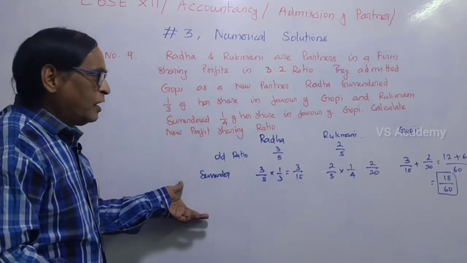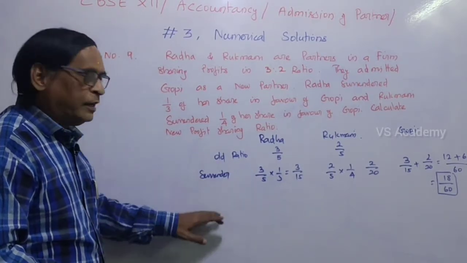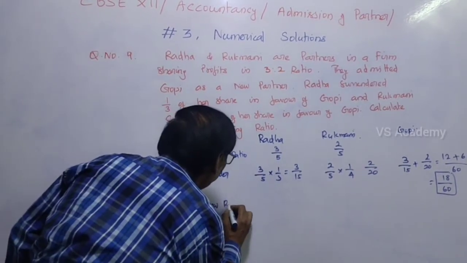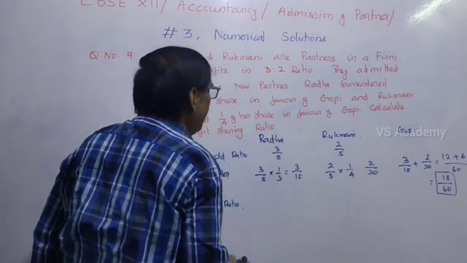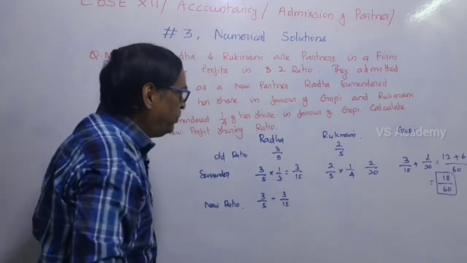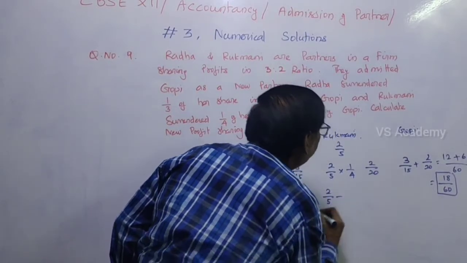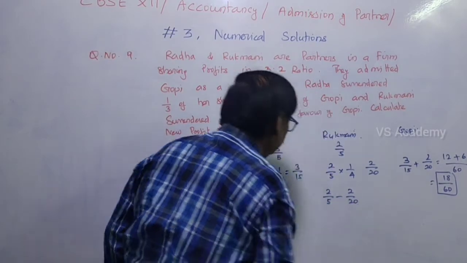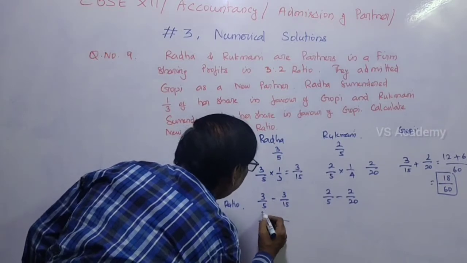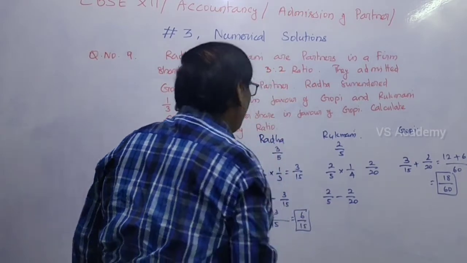So what about the new ratio of Radha and Rukmani? To find out the new share, the old ratio minus surrender. Then we will get the new ratio of Radha and Rukmani. So for Radha, the old 3/5 minus 3/15, that is surrender to Gopi, and then for Rukmani, the old 2/5 minus surrender 2/20. So 15 we will take as LCM. So 3 times 3, 3s are 9, minus 3. So 6/15. This is the new ratio of Radha.